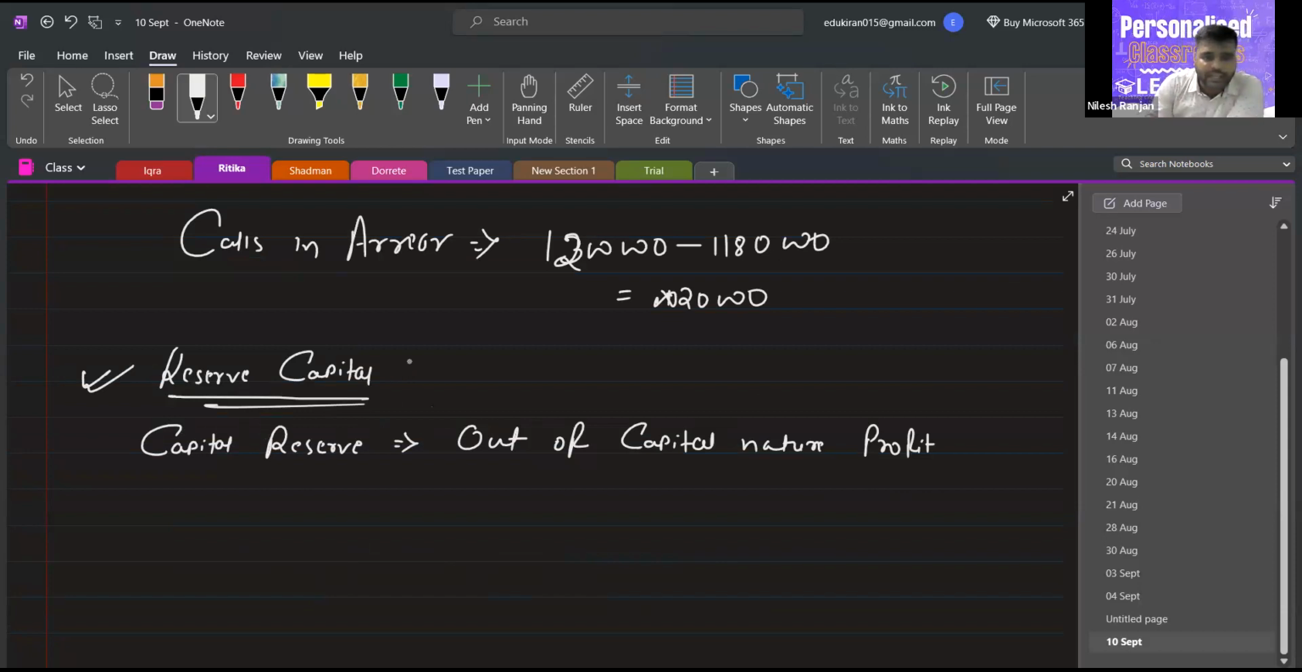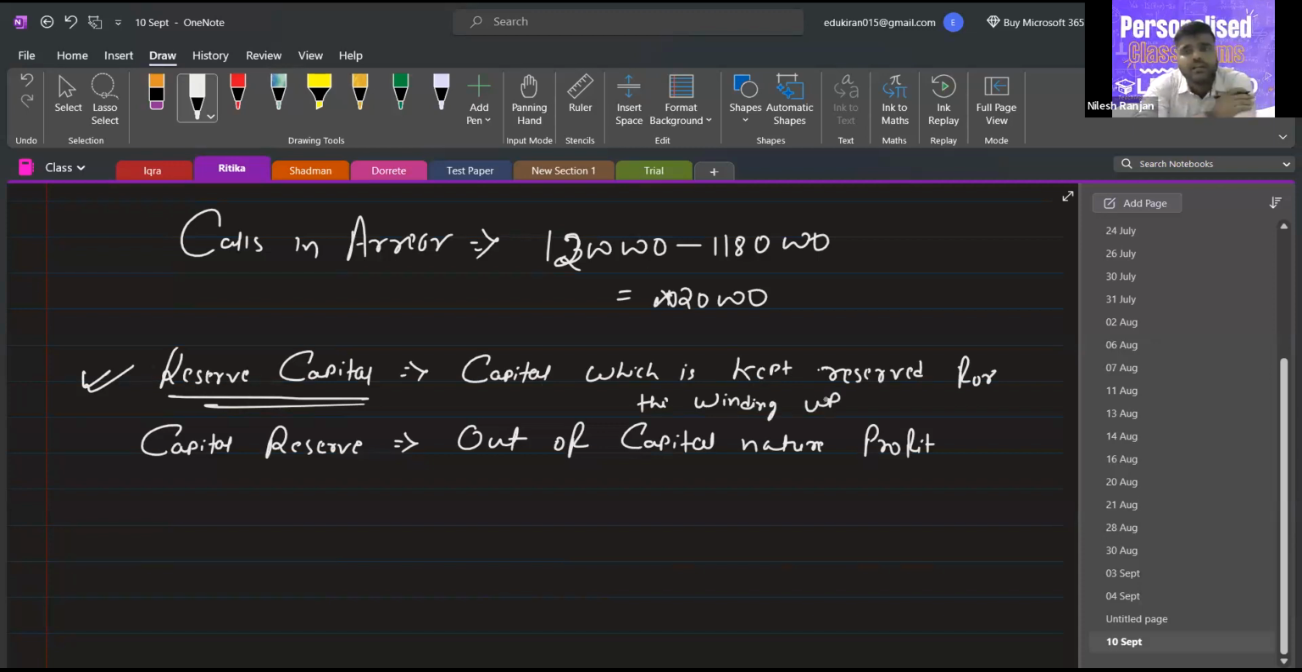Reserve capital means capital which is kept for shutdown purpose, or kept reserved for the winding up of company. Means at the time of shutdown we need some money to process, to go into dissolution. So that's why we save this capital for winding up purpose. That's why it is called reserve capital.